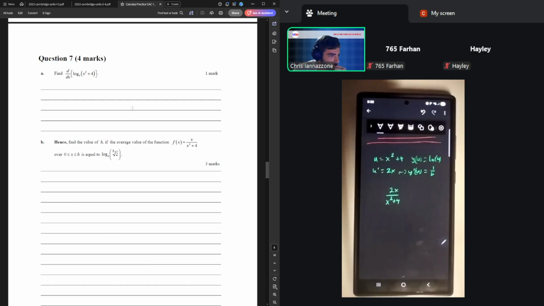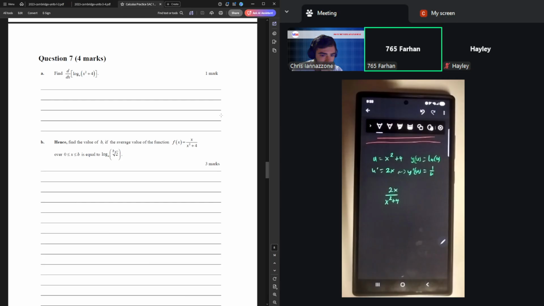Okay, cool. From there, hence find the value of b if the average value of that function f of x over that domain is equal to that. That keyword there, average value, did you recognize it as a specific thing to do? Can you repeat that? Yeah, so there's the keyword there, average value. Do you recognize that as a hint for what to do next? Average value.